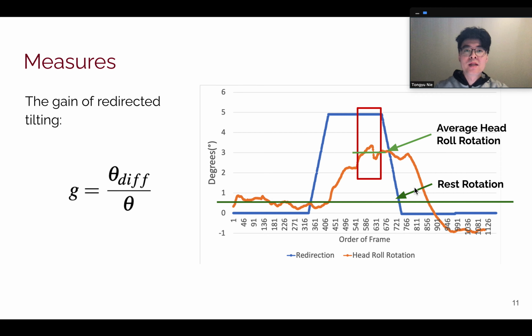We evaluated the effectiveness of redirected tilting by calculating the gain of head tilt. The gain of head tilt is the elicited head tilt theta diff divided by the max tilt angle of the virtual environment.